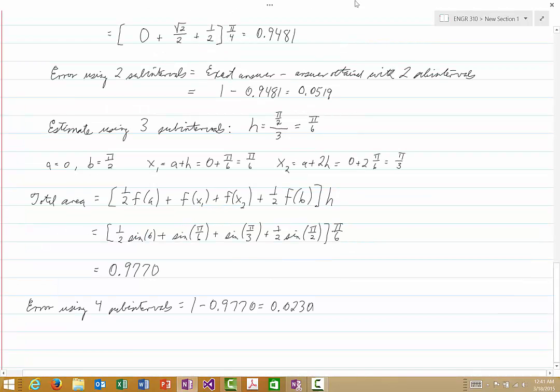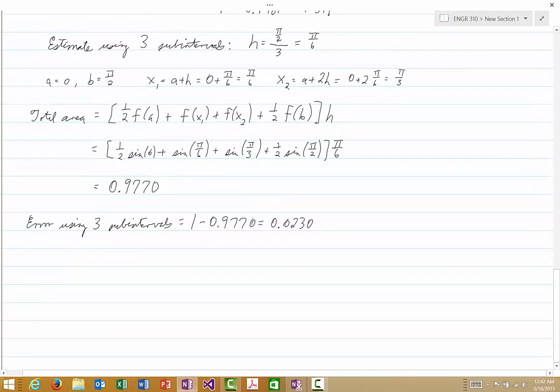And so now let's turn to the calculator and see what we get in this case. Okay, so if we go ahead and plug in the values and use a calculator, we get as an estimate for the total area under the curve in this case of 0.9770. And therefore the error that we have in this case using 3 subintervals is 1, which is the exact answer, minus 0.9770, which is this estimate that we had, or 0.0230. And so notice that if you compare the error we obtained when we used 3 subintervals with the error we obtained using 2 subintervals, we did indeed obtain a more accurate answer. In fact, the error was cut in half by using just one more subinterval. So that's how we would use the trapezoid rule to numerically integrate a function.